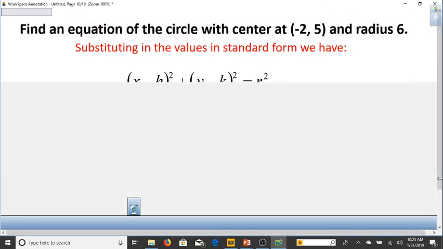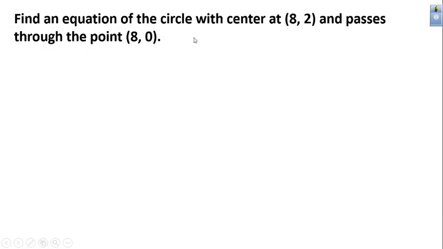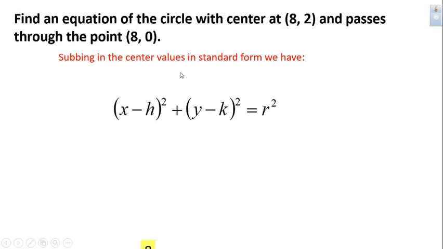And that is how easy it is. That is center radius form. Here's one where the center is at a point other than the origin, and the circle passes through a point 8, 0. Well, we write our equation, x minus h squared plus y minus k squared equals r squared. We know h and k because those are the coordinates of the center. So we insert 8 and 2, and then we need to find r squared.